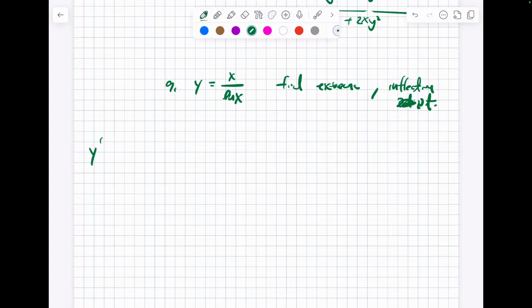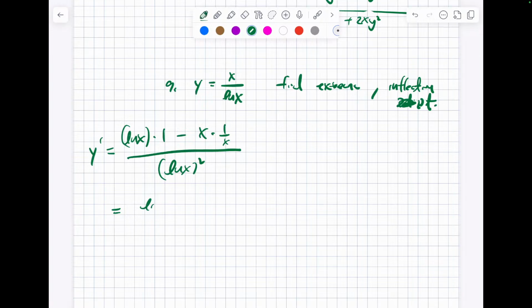Y prime: low D high, it comes back to help you, right? Minus high D low, over low low. And then that's equal to natural log of x minus 1 over natural log of x squared. There are a couple of critical points here.